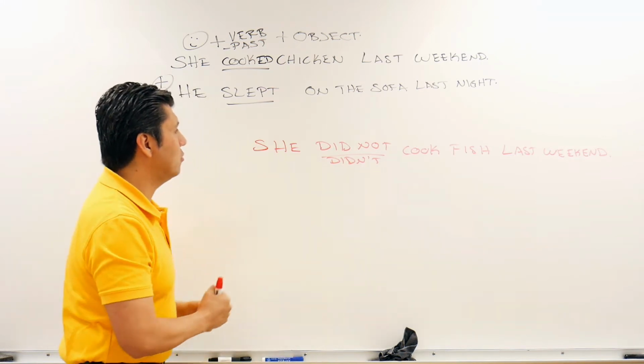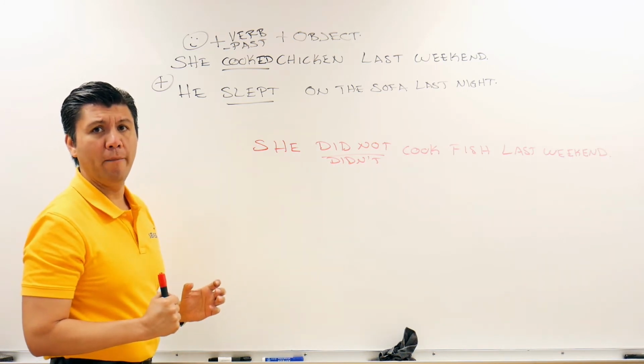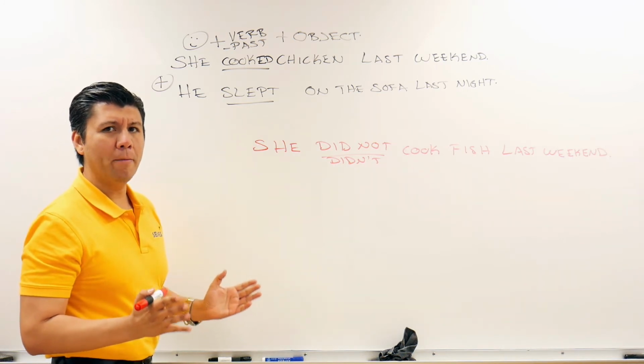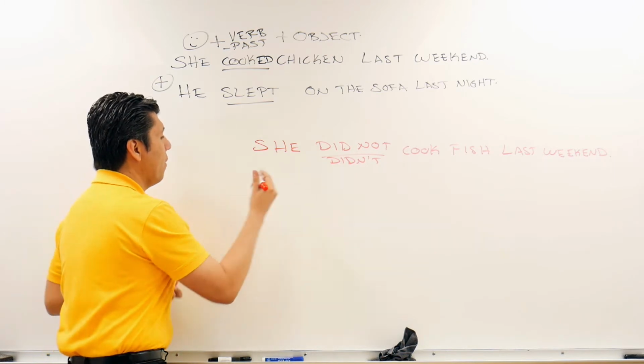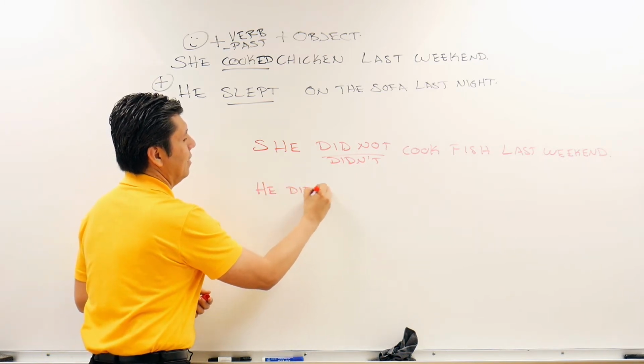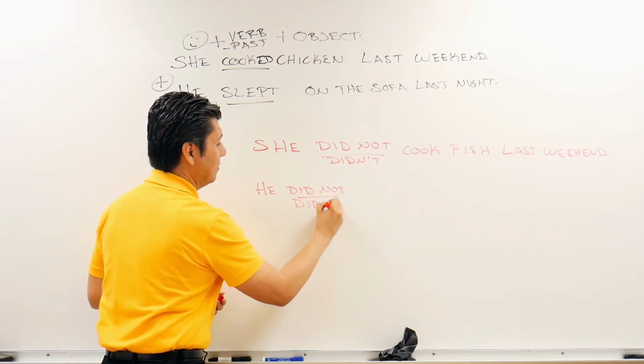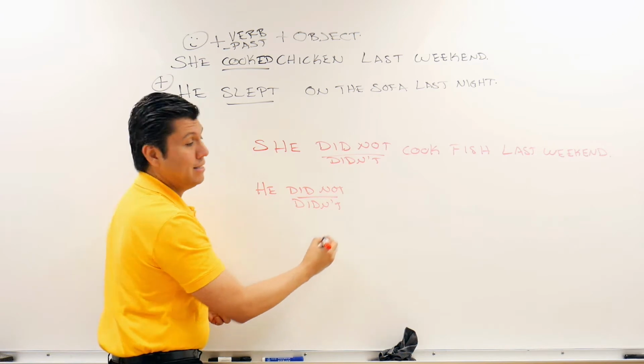Okay, so let's do another example. He slept on the sofa. So he slept on the bed? No. So my brother, he did not. Contraction of did not, didn't. He did not or he didn't.